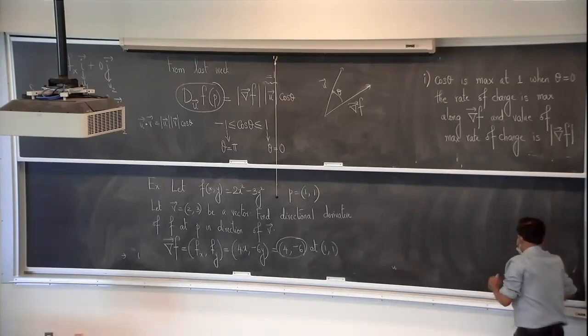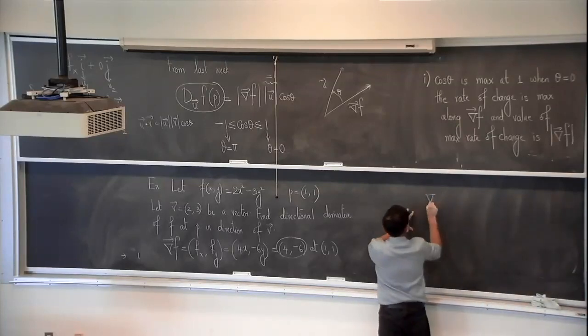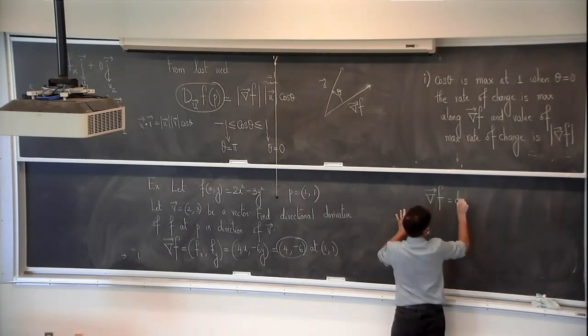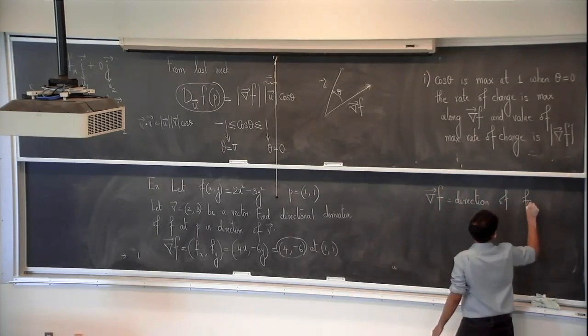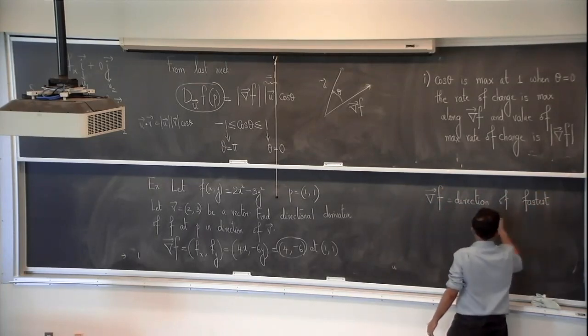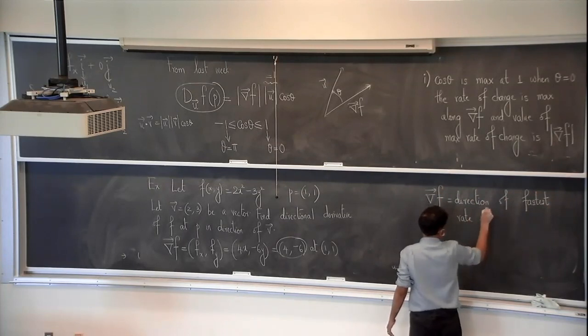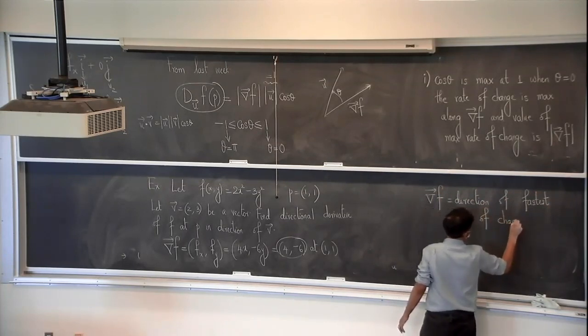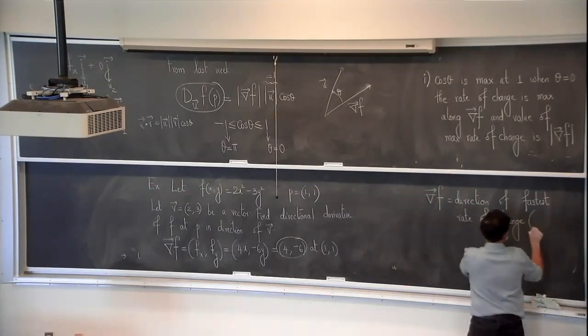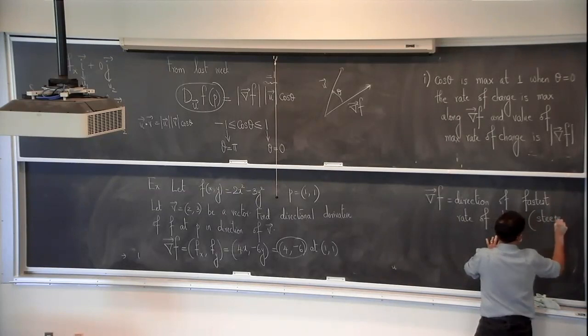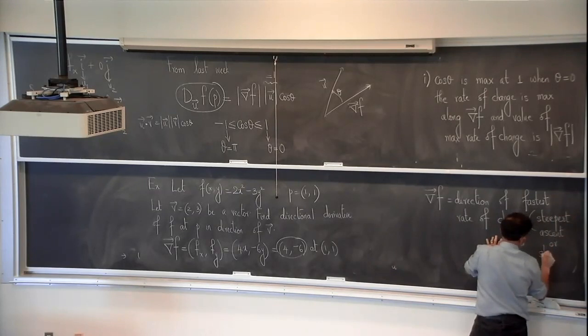This is a very important concept in applications. The gradient vector gives you the direction of the fastest rate of increase, or rate of change. It's also called the direction of the steepest climb. If you're climbing a mountain, you need to go along the gradient vector. Steepest ascent, or the steepest climb.